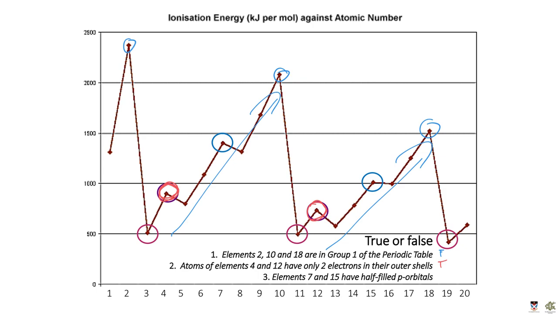And elements 7 and 15 have half-filled p orbitals. Sorry, this is exactly the same as the previous question. So this one and this one. Half-filled, yes, they've got 3 electrons each in the p subshell. And then as we add a fourth one, we have electron pair repulsion, and therefore a subsequent decrease in the ionization energy. So that is also true.